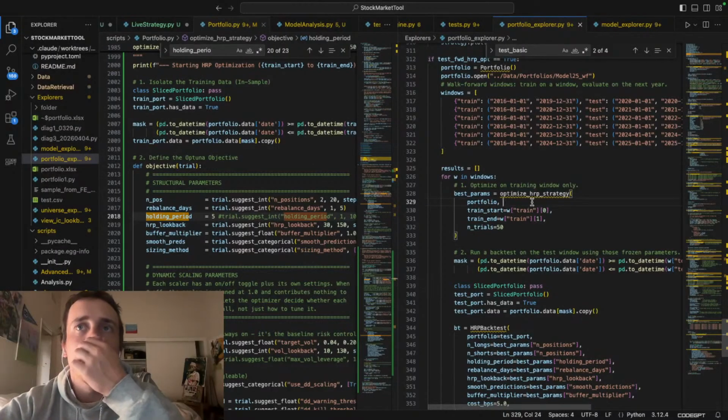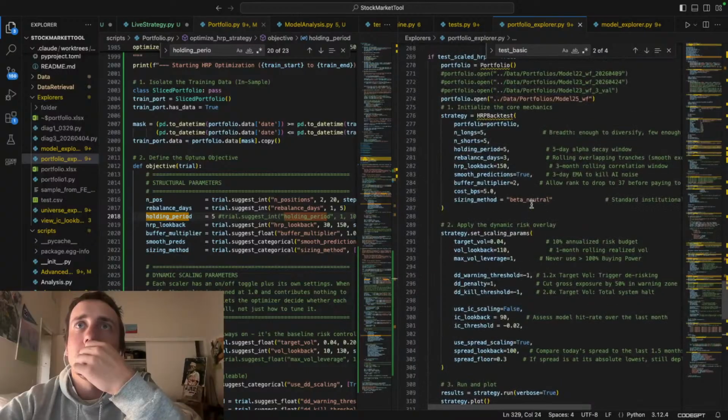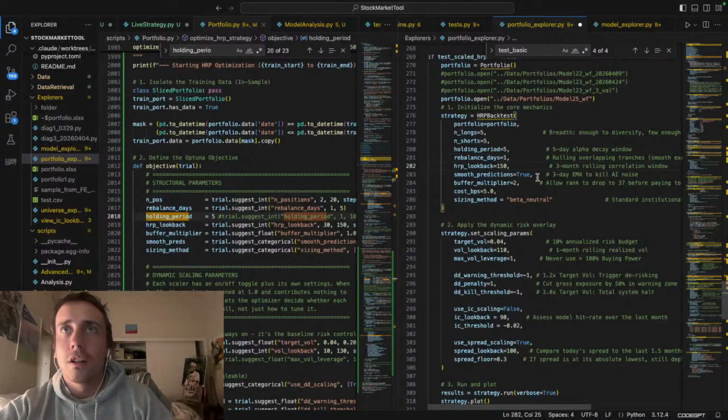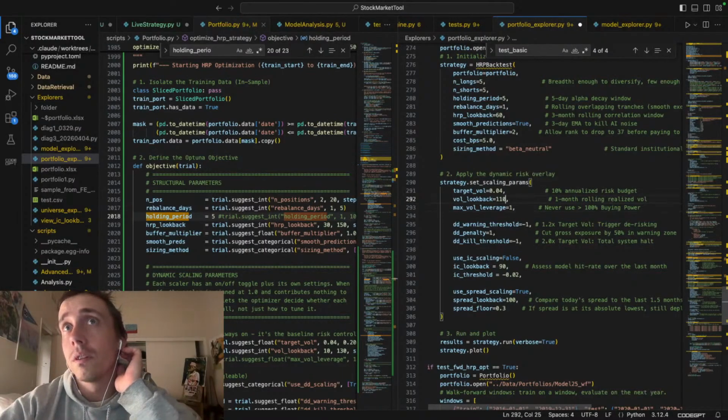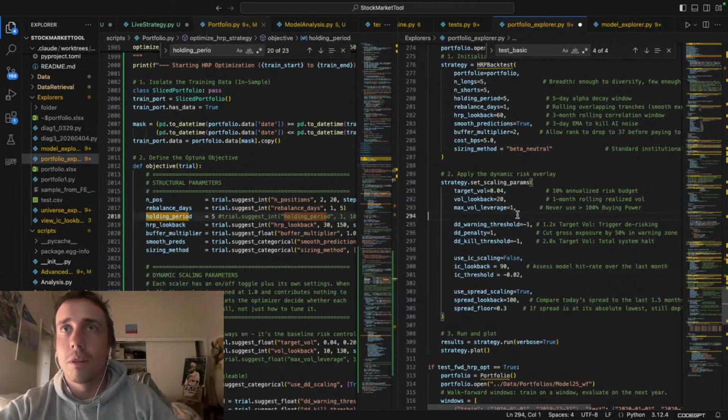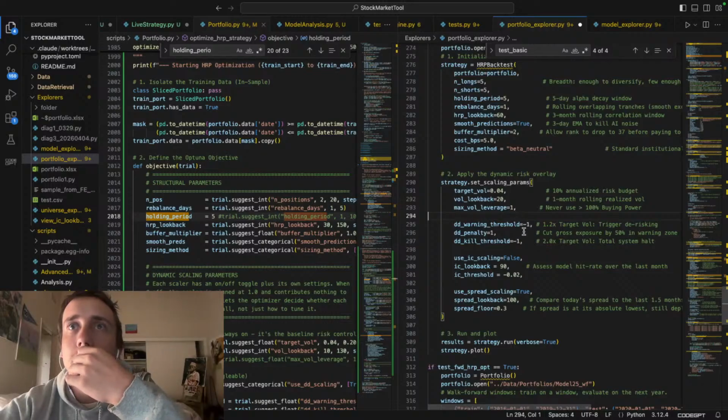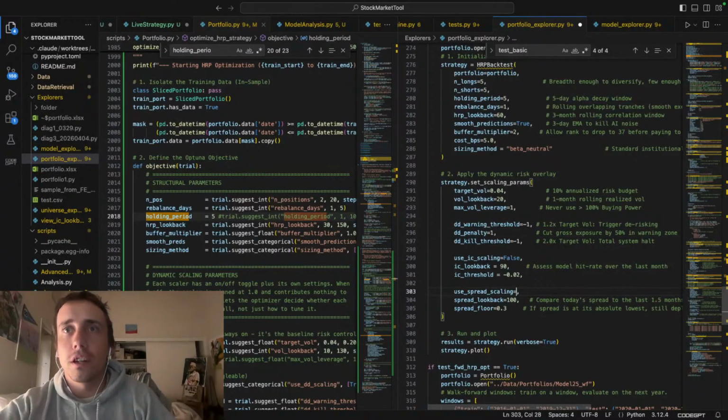Alright, so let's try this guy. So let's set 5 longs, 5 shorts, hold for 5 days, rebalance every day, look back 60 days, 3 months. Smooth predictions true. Buffer multiplier 1.5. Let's just make it 2. Beta neutral. Target volatility 0.04. What if I just use a small volatility look back? Lower the monthly volatility. Take off drawdown, take off spread scaling.